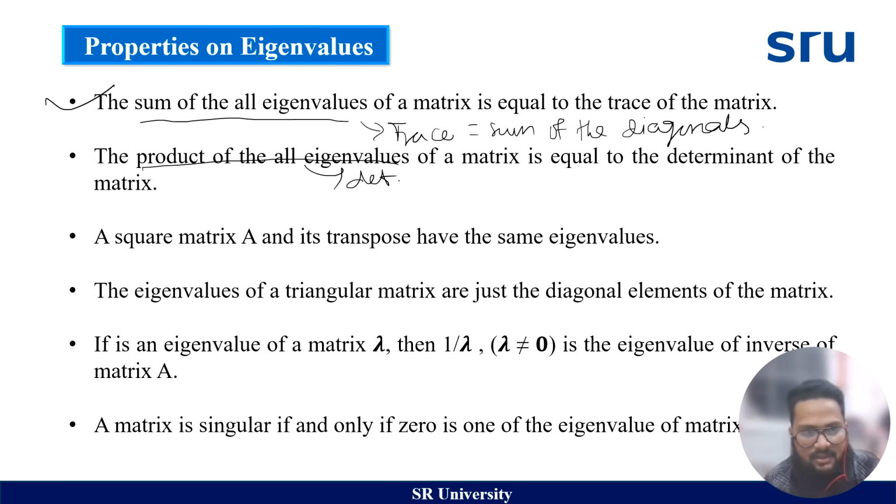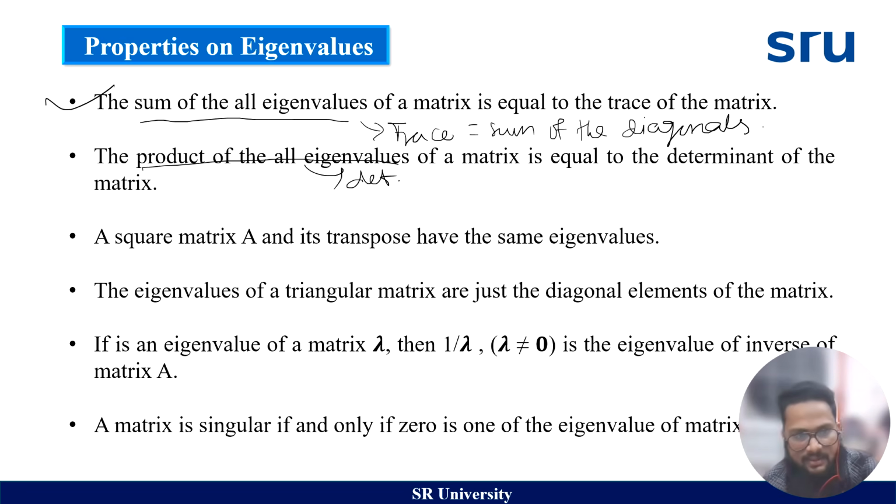Now third is that if you have a square matrix and you find the eigenvalues, now if you take the transpose of the matrix, you know how to transpose, interchanging the rows and columns, then the eigenvalues will be the same. There will be no changes in the eigenvalues of a matrix after transposing also.